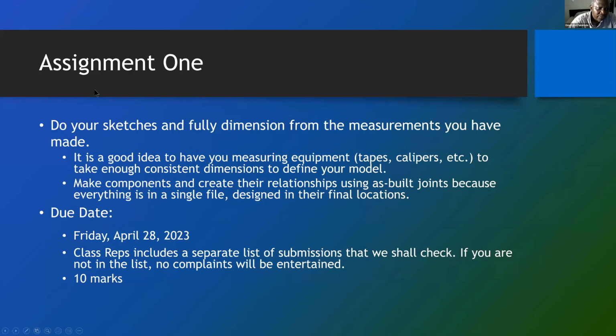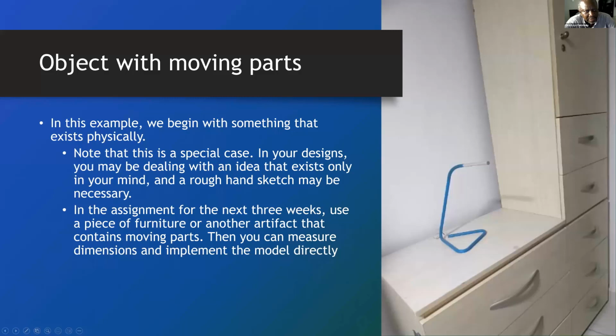Go to assignment 2. Now, in assignment 2, you are going to deal with objects with moving parts. You are going to be creating a design with moving parts. In this example, we begin with something that exists physically. Note that this is a special case.